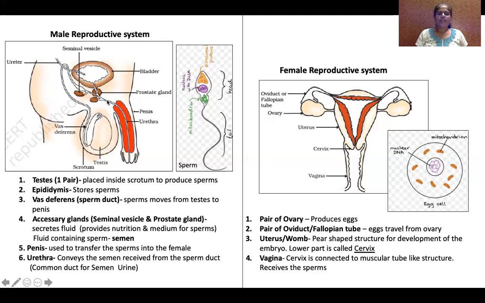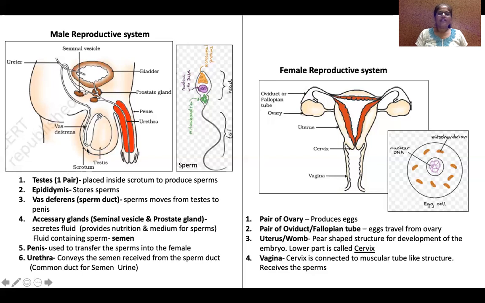It enters the urethra. This is the urethra, which passes through the penis. Urethra is the common duct for passing urine and semen in males. This is the penis. Inside the penis, there is a urethra through which semen and urine get passed. Don't think that urine and semen pass simultaneously. Whenever the semen is passing, urine will be blocked, and it occurs one after the other.